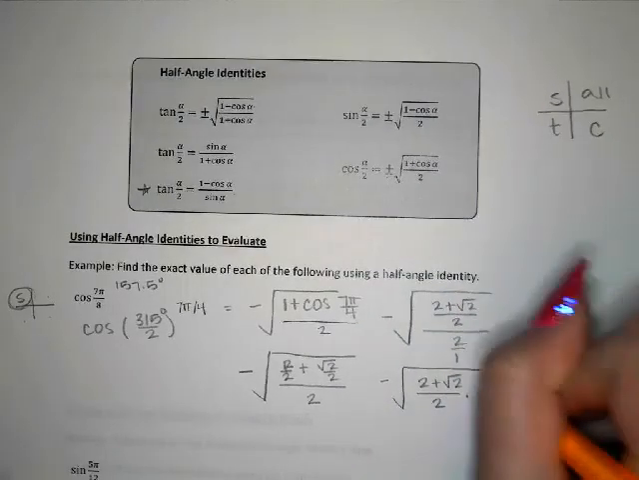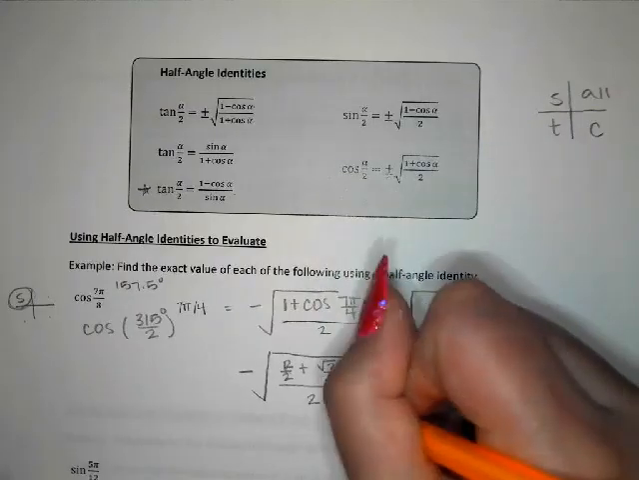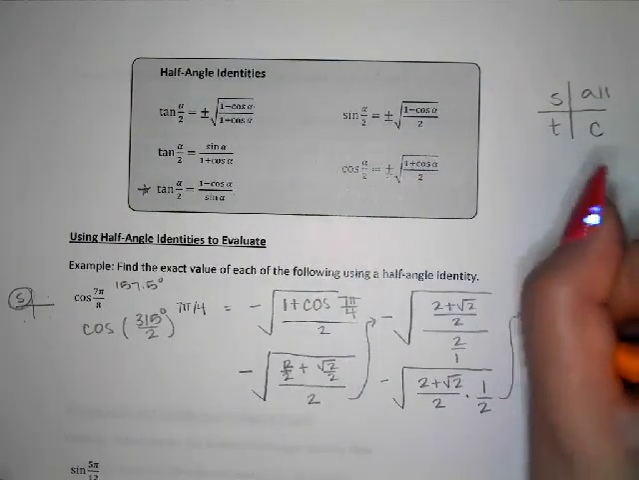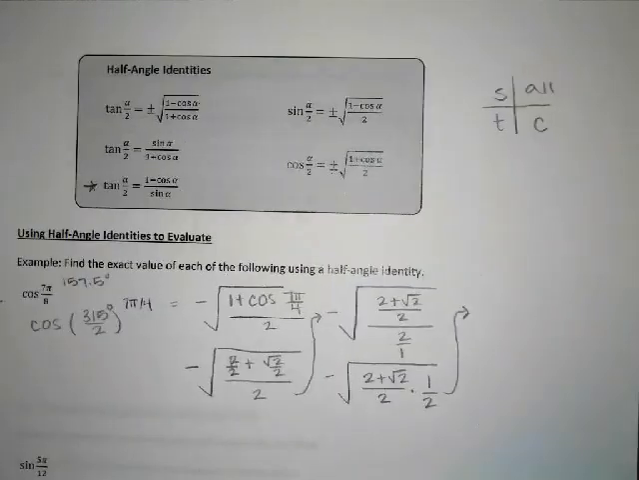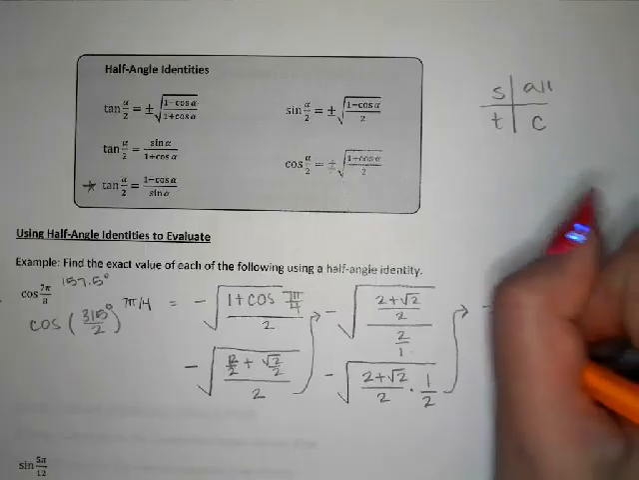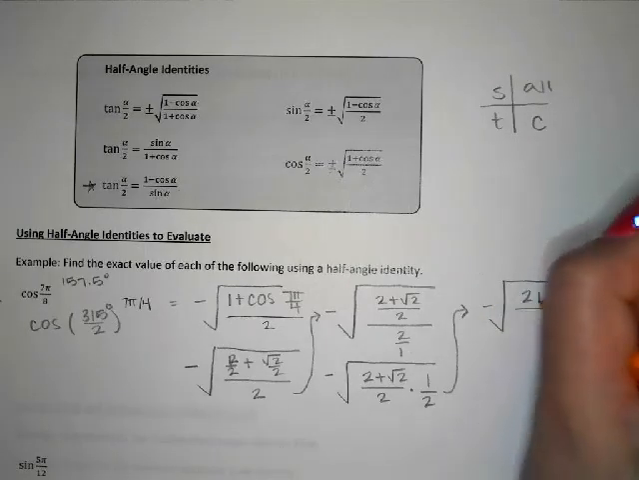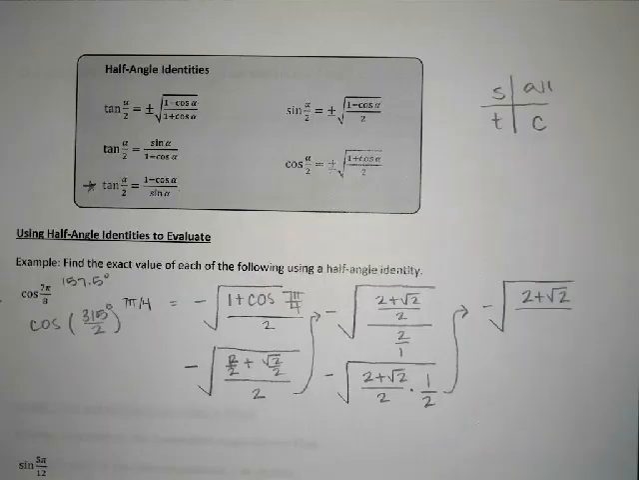Okay, so from here I went up here. All right. Now, from here, I'm just going to multiply these fractions straight across. So 2 plus root 2 is being multiplied by 1. 2 is being multiplied by 2. So 2 plus root 2, and then on the bottom, I have 4.